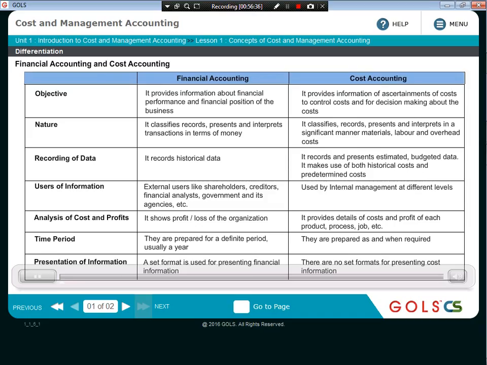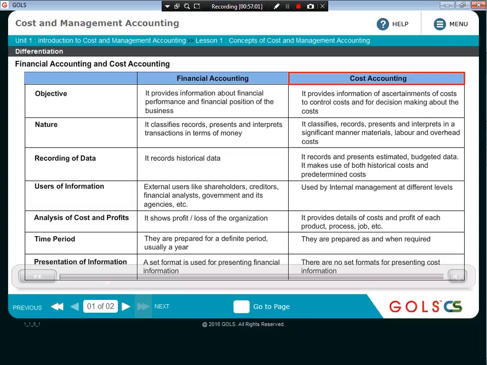Now it is also important to see the difference between these three types of accounting. So first, the difference between financial accounting and cost accounting. The objective of financial accounting is to provide information about the financial performance and financial position of a business. How much is the profit? What is the financial position through the balance sheet? To provide that information is the main objective.